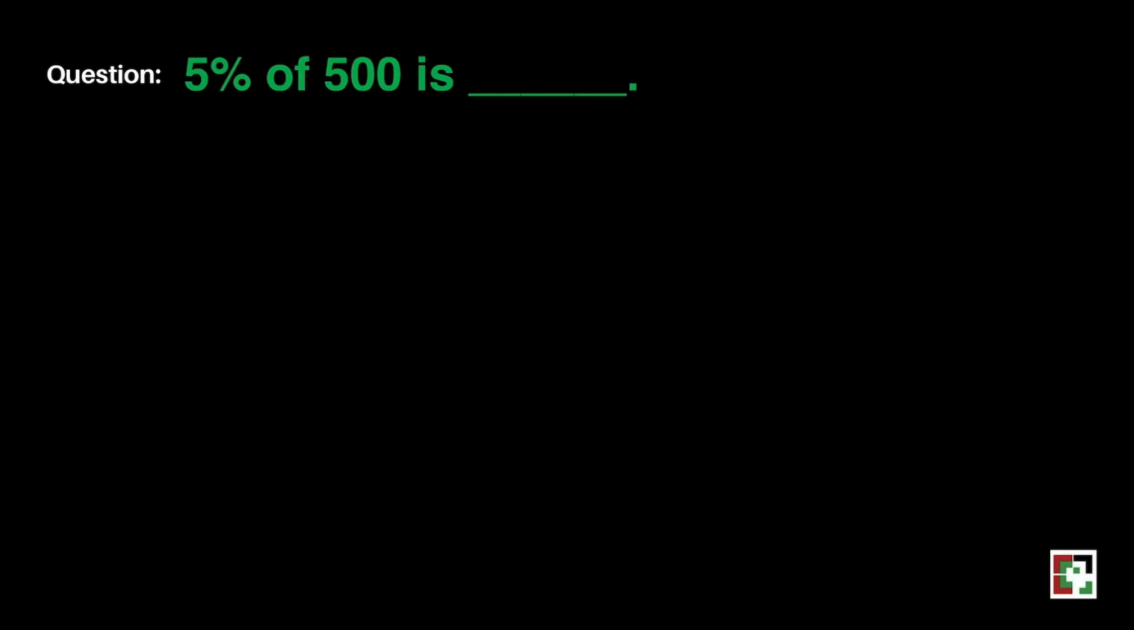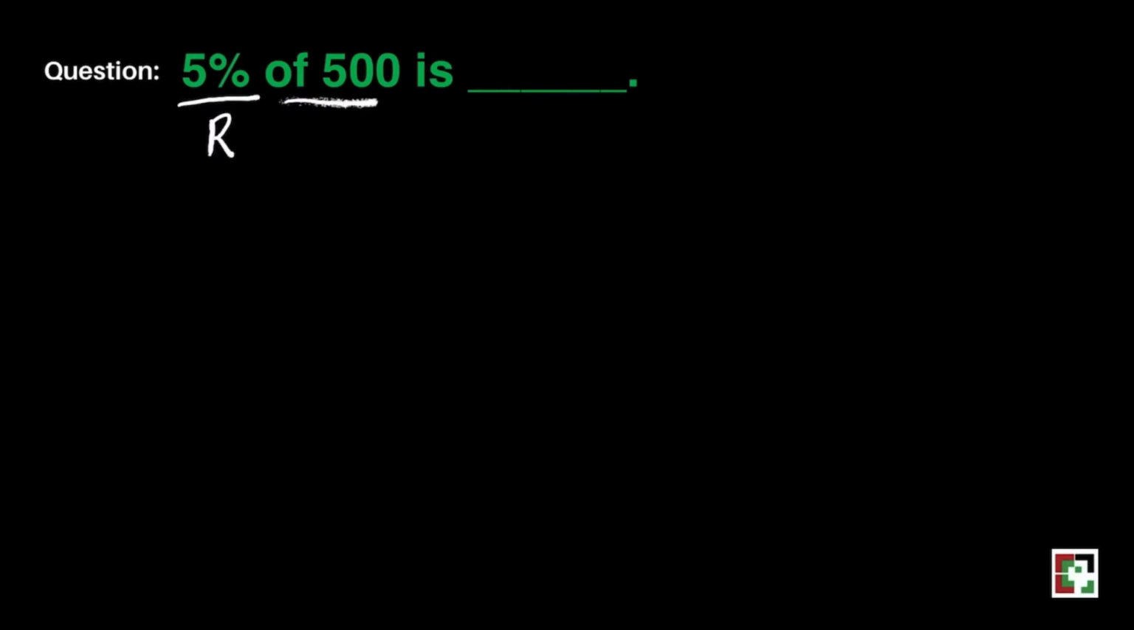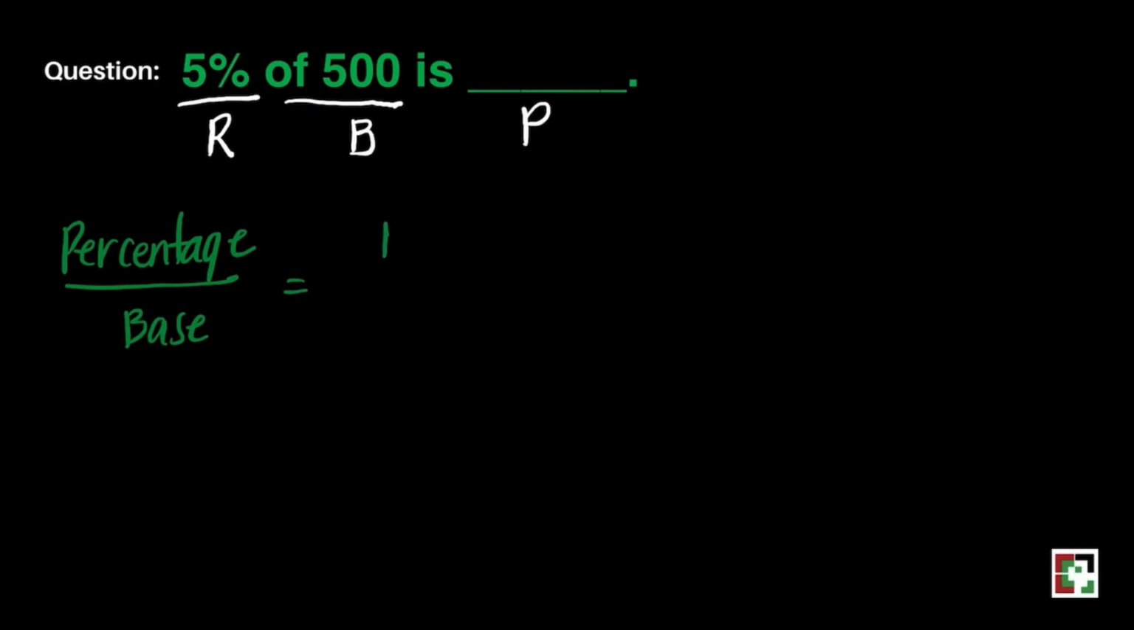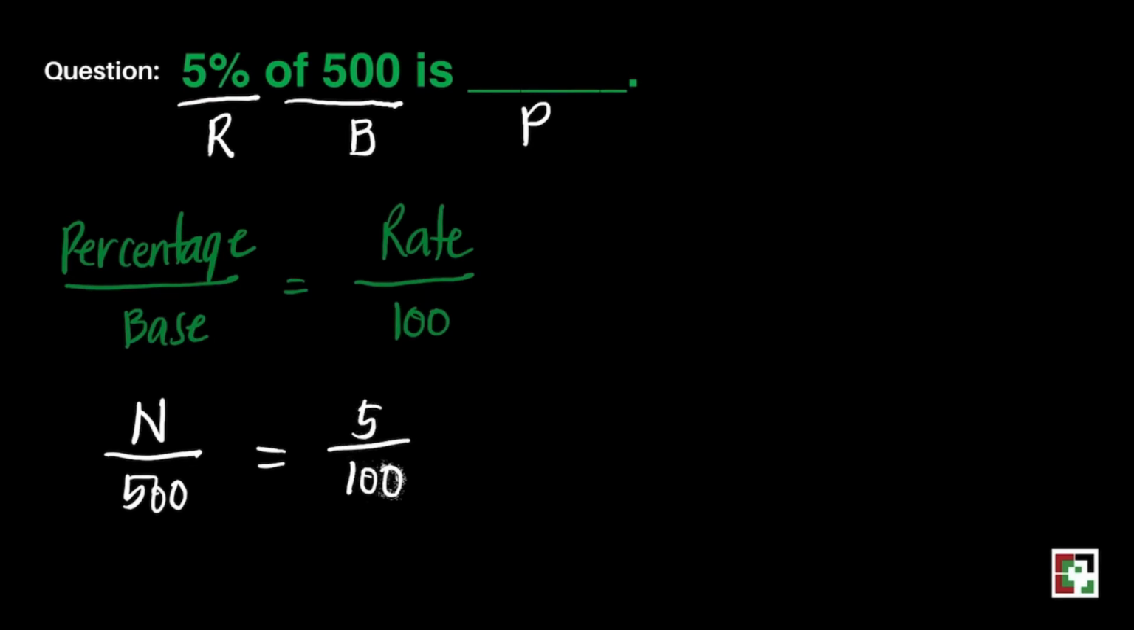5% of 500 is blank. Let us identify our base, rate, and percentage. The 5% here is our R or the rate, and then the 500 is our base, and we're looking for the percentage. Still the same, we'll be using the same formula. Percentage over base is equal to rate over 100. Let's substitute. We're looking for n over 500 is equal to 5 over 100.